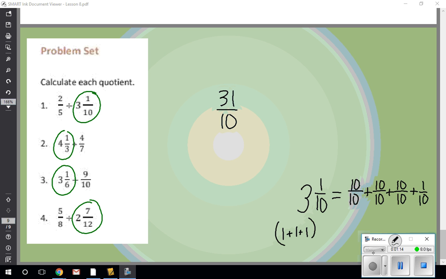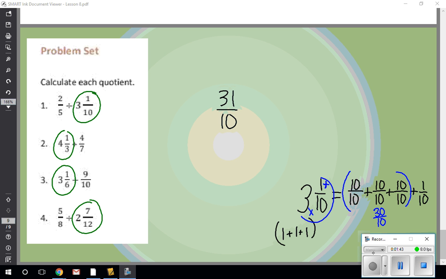So there's why it works. The shortcut, once you know that, is if you have 3 full sets of 10, 3 sets of 10 is 30, plus I have this 1 extra, there's my 31 tenths. So there's a shortcut, but here's what it looks like. I know that 3 full is the same as 10 tenths, 10 tenths, 10 tenths. There's 30 tenths, which is 30 divided by 10. There's your 3 plus your 1/10.